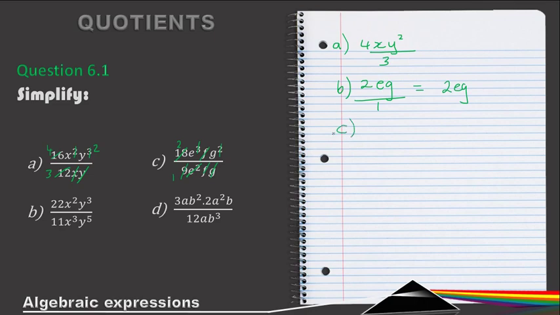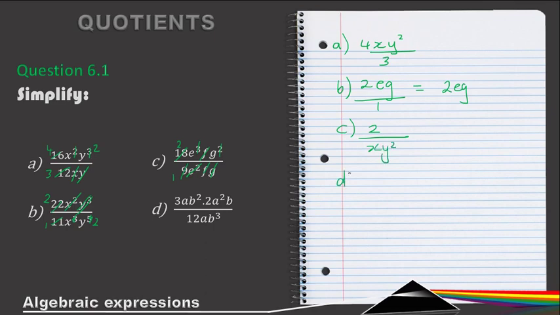And then C, 11 goes into itself once, into 22 2 times. 2 of these x's cancel with 2 at the bottom. 3 of these y's cancel with 1 y at the top, so we're left with 2. Now we have 2 in the numerator. In the denominator, I've got xy squared left.